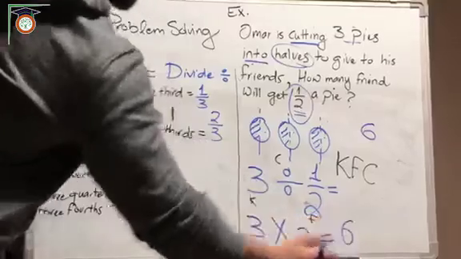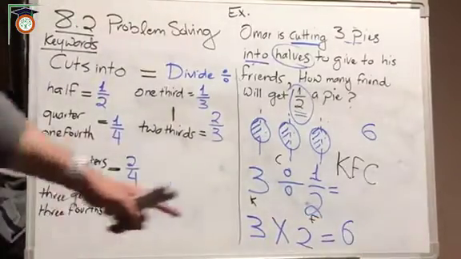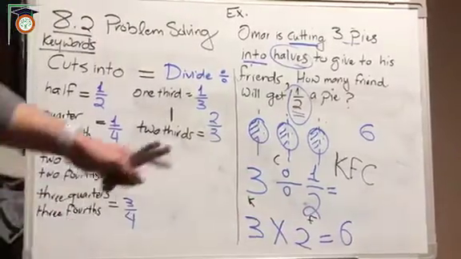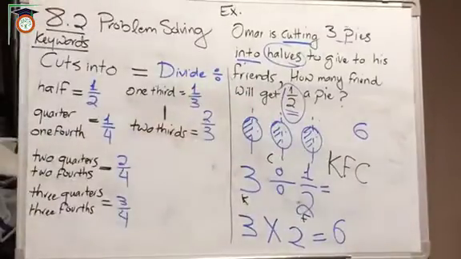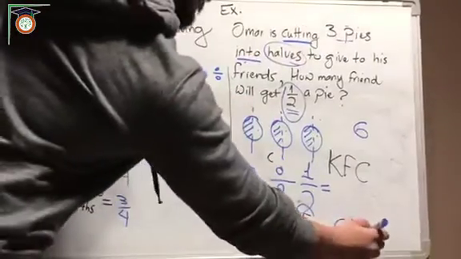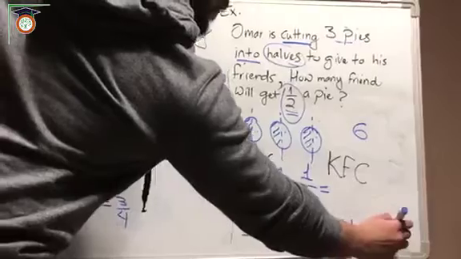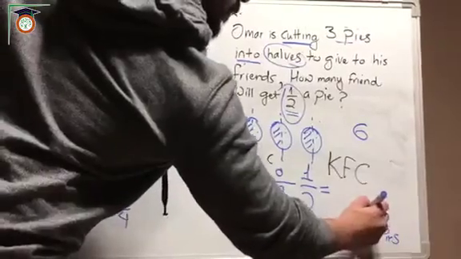So it's 6. Six what? What are we talking about here? 6 half pies, or 6 halves.